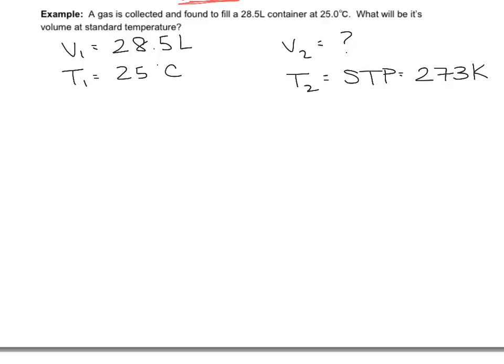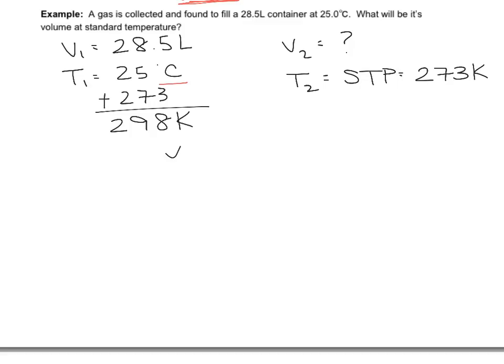Okay, so here the question says it's looking for the volume at standard temperature. Remember, standard temperature in terms of Kelvin is 273 degrees Kelvin. If I look at my initial temperature, I have a little bit of a problem because it's given to me in degrees Celsius. Remember, in order to convert from degrees Celsius to degrees Kelvin, I'm just adding 273. So overall, my initial temperature is 298 degrees Kelvin. Once I have all this information written out, I can just plug and play into the relationship that we outlined above.